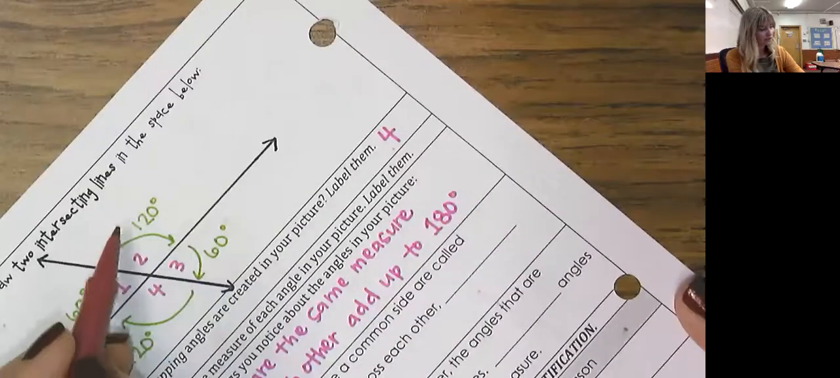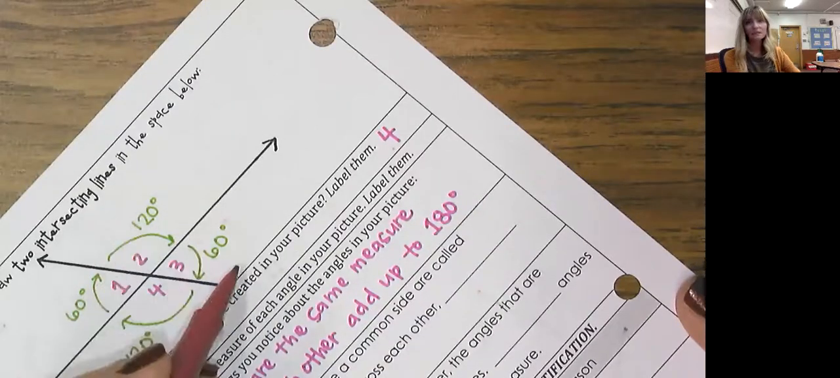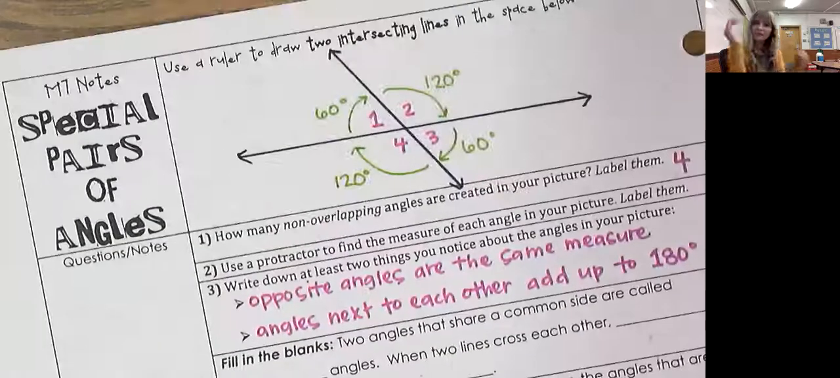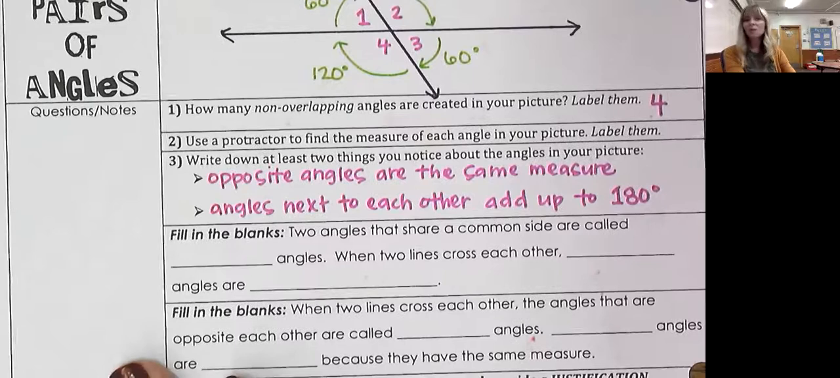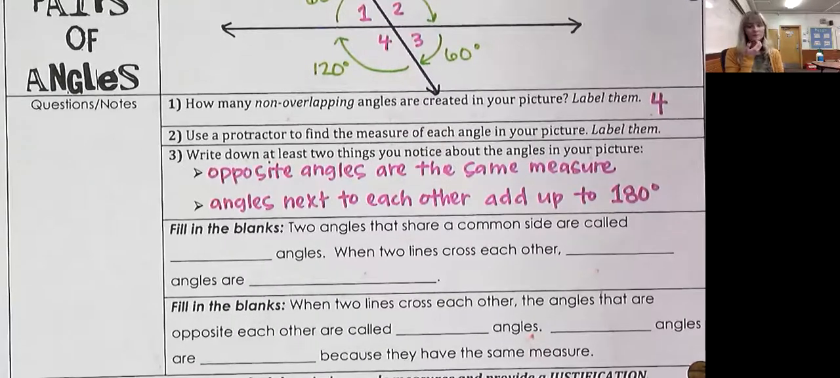And that's true if I twist this way too. 120 plus 60 is 180. Any of the angles next to each other add up to 180. Well, of course, we have some math language for this. Okay, so when we fill in the blanks here, we are going to get the math language behind this.